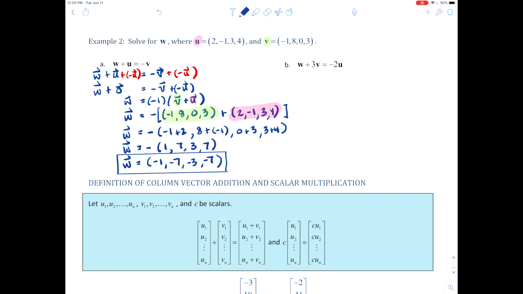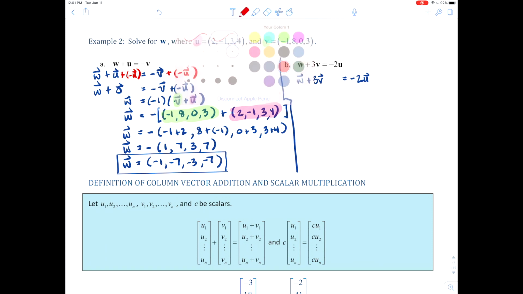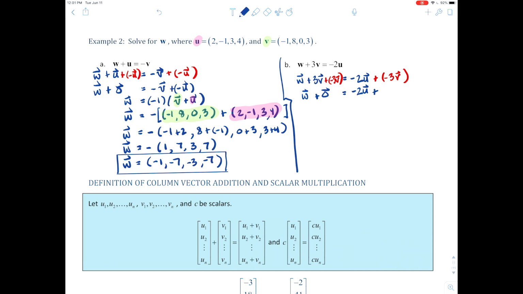All right, so on to the next one. Dividing line here. And we'll have w plus 3 times v is equal to negative 2 times u. So if we rewrite this, we will have w plus 3v, I'm going to leave a space, is equal to negative 2 times u. So again, what should I do? I should add negative 3 times v, the vector v, and then let's see what we get. So we'll have w plus the 0 vector is equal to negative 2 times u plus negative 3 times v. So w plus the 0 vector is just w, right, by additive identity.